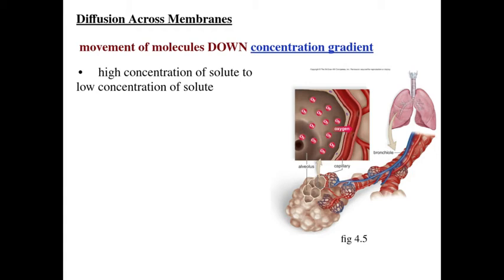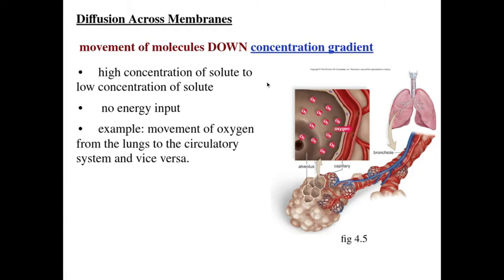You also need to know that for diffusion, it goes from a higher concentration to a lower concentration. Okay. Once again, no energy input. We learned that from the previous slide. And so here's another example within the human body. It's the movement of oxygen from the lungs to the circulatory system and vice versa.